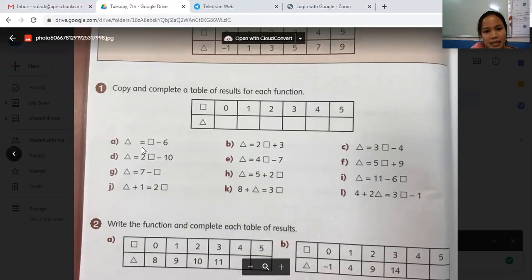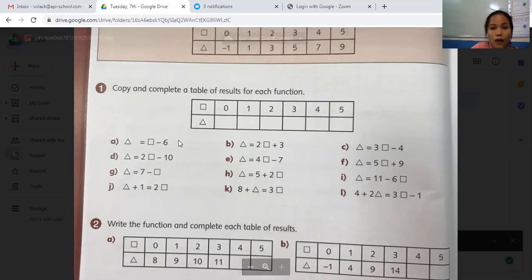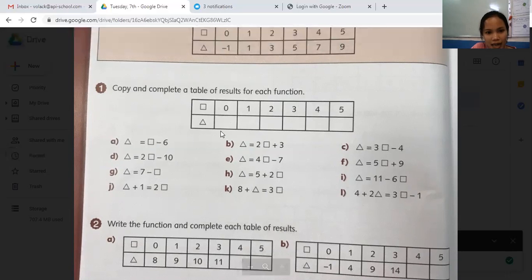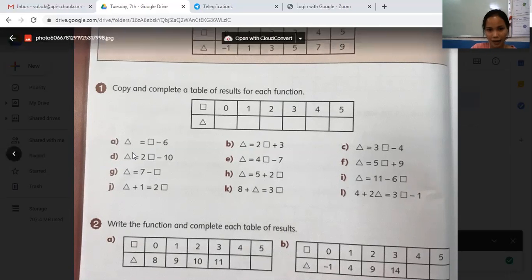But if I place 1 here and then minus 6, it equals negative 5. And I put 2 here, 2 minus 6 equals negative 4. And then I replace here, here, and here for letter A. So I got the sequence of letter A already.